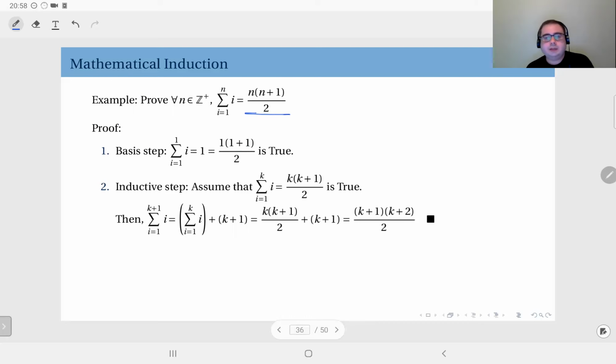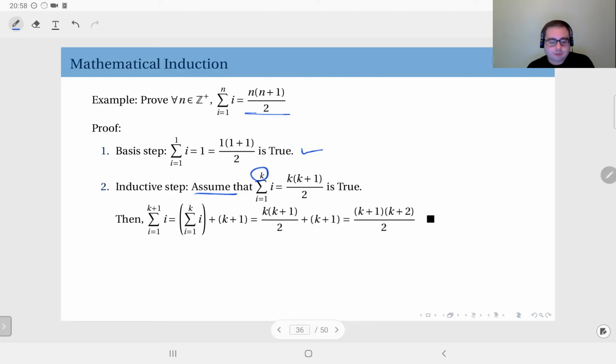That's equal to 1. Therefore, the basis step is true. Okay. Next one, the inductive step. Now here, we are going to assume that the given proposition is true for up to the integers k.